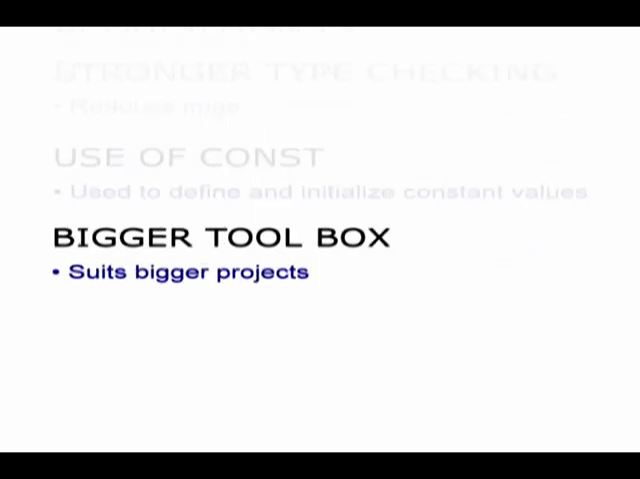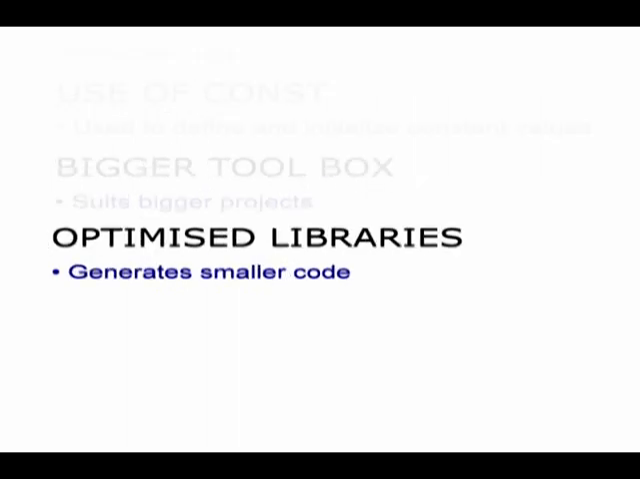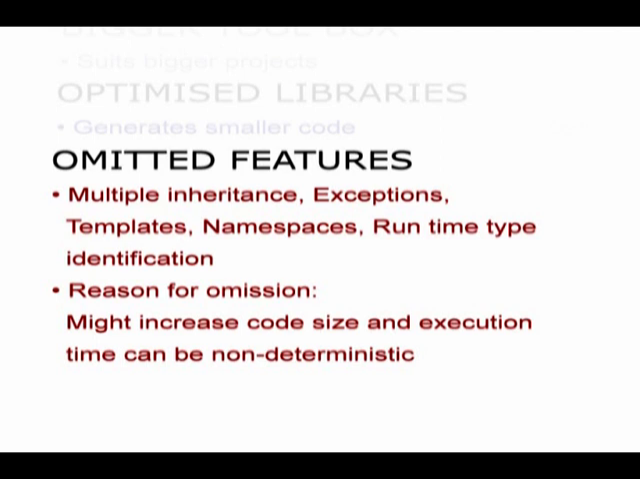Other than the features we discussed above, embedded C++ has a bigger toolbox. Hence, it is suitable for bigger projects. Also, embedded C++ uses libraries that are optimized so that code generated is smaller. The above discussed features are features of C++ that are retained in embedded C++.